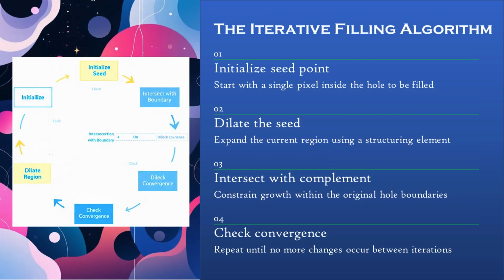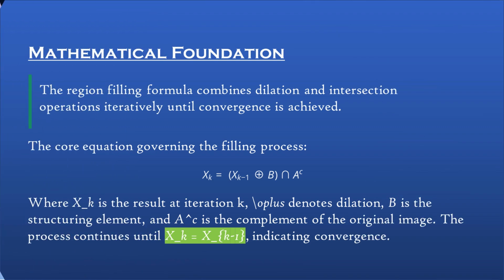This flowchart shows the logic of the algorithm in action. It's a continuous loop. We initialize our seed, then we dilate the seed region to make it grow. Immediately after, we intersect it with our boundary mask to make sure it hasn't grown too far. Then we check for convergence. This is a simple question. Did the image change in this last loop? If yes, we repeat the process: dilate, intersect, check. If no, it means our growing region has completely filled the hole and can't grow anymore. The process is complete.